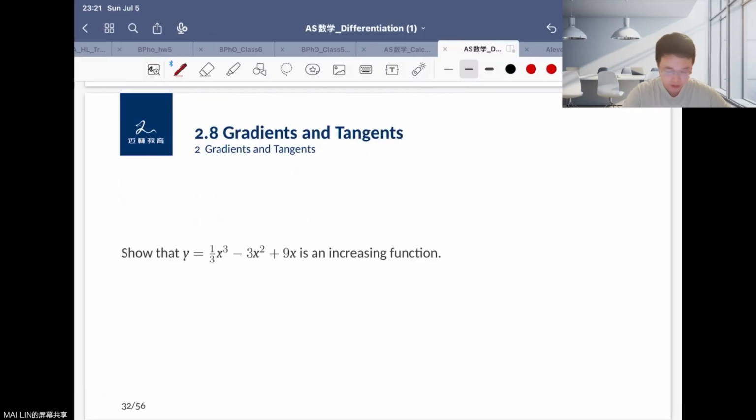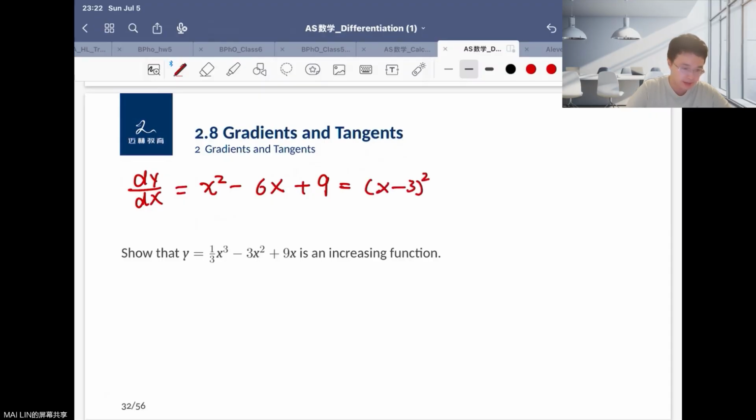So maybe for the second problem, to show that 1/3 times x cubed minus 3x squared plus 9x is an increasing function, you can just try to find the differentiation of it. So dy over dx equals x squared minus 6x plus 9, right? You can just use the rule (a minus b) squared is a squared minus 2ab plus b squared, right? So you can find here, the value is (x minus 3) squared, okay?